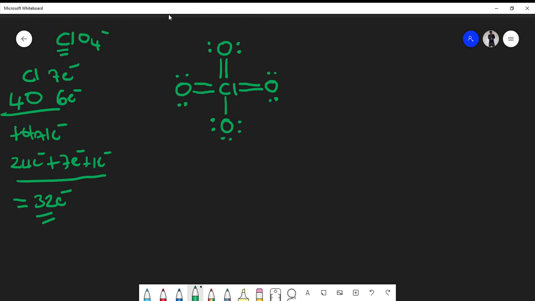Now, all of these oxygens have their octet satisfied. However, the chlorine looks a bit weird. Its octet is expanded. But remember, we should not be surprised because we have an ion.